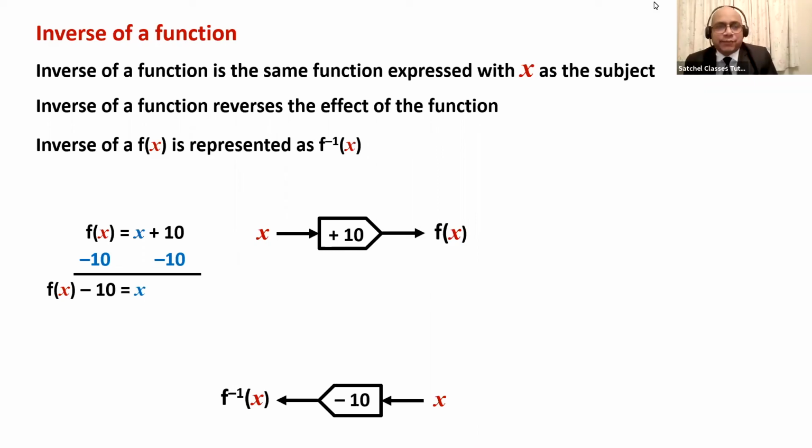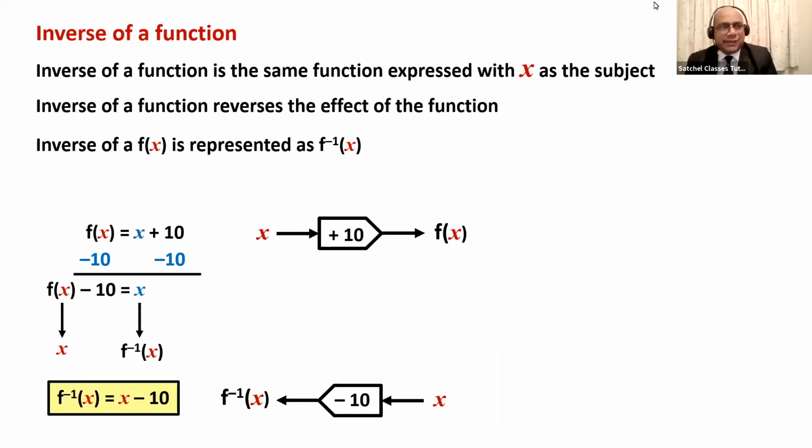The last step to find the inverse is to replace x by f inverse of x and to replace f(x) by x. Make sure you make a note of this. So once you change the subject to x, the last step you do is replace x with f inverse of x and replace f(x) with x. So your final answer would be f inverse of x equals x minus 10.